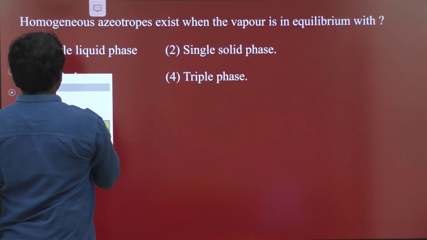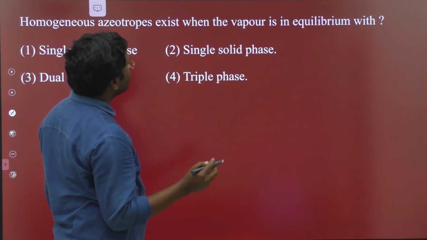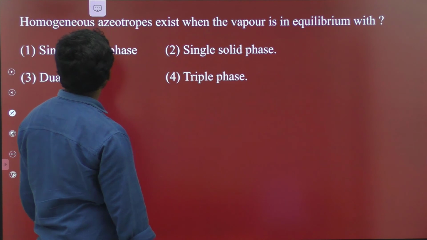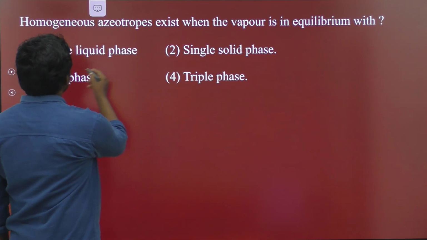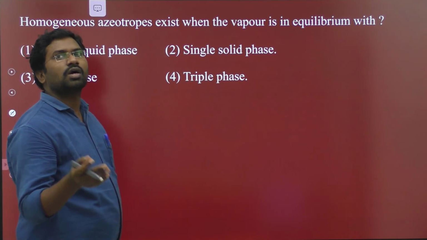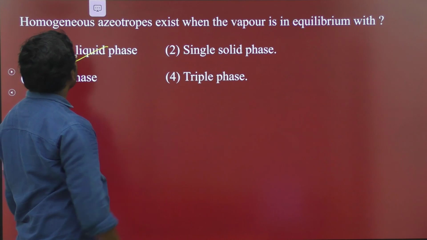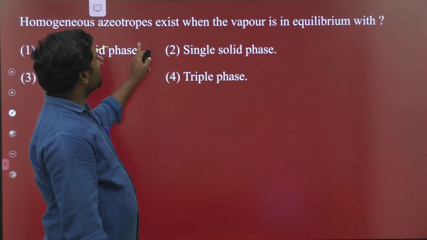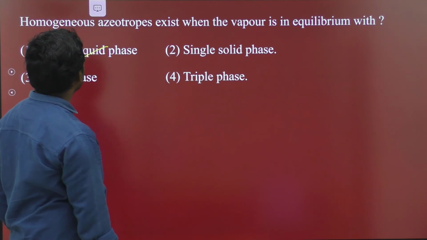And next one, homogeneous azeotropes exist when the vapor is in equilibrium with single liquid phase, single solid phase, dual phase, or triple phase. Single liquid phase. This is the correct answer. Homogeneous azeotropes exist when the vapor is in equilibrium with a single liquid phase.